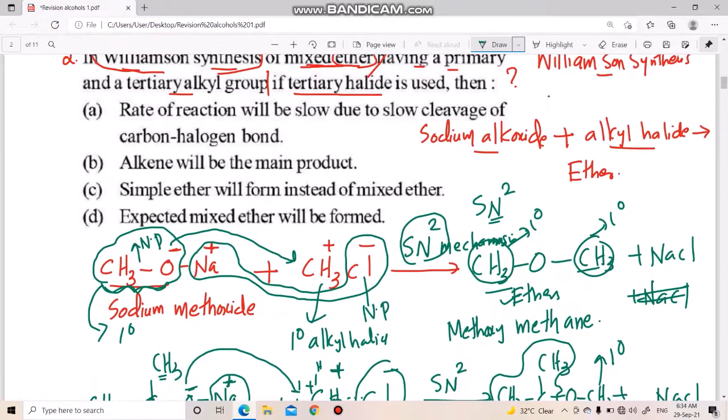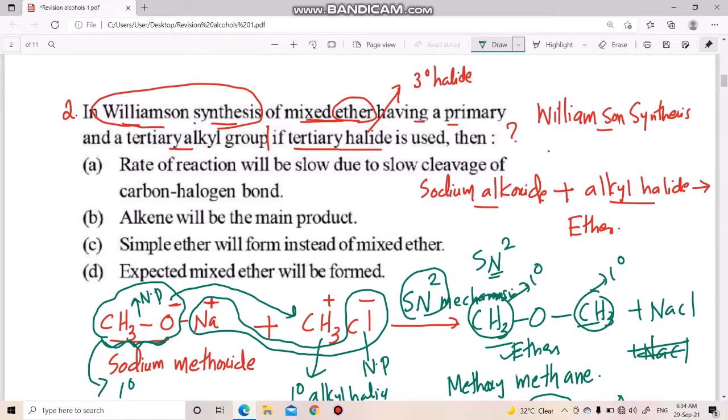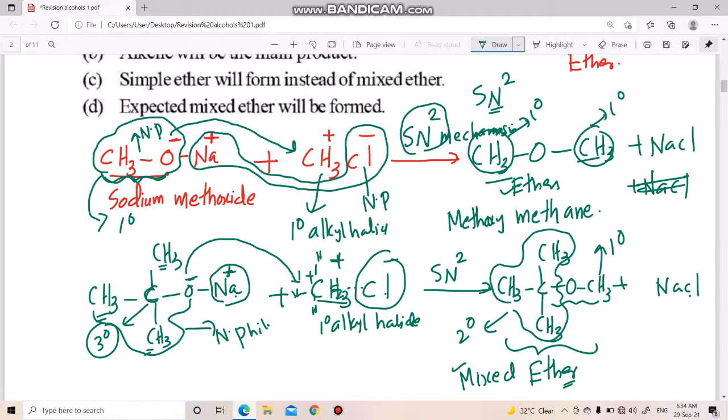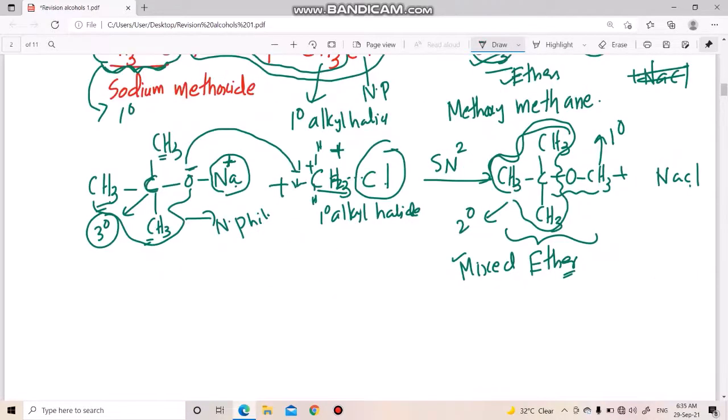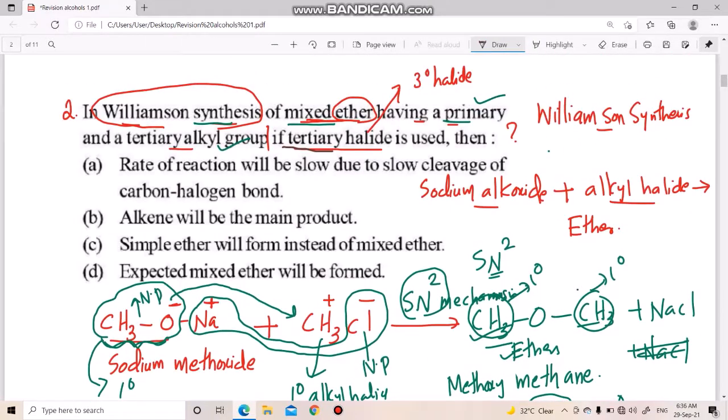See the question. In Williamson synthesis of mixed ether, having primary and tertiary alkyl groups is possible. Did you understand Williamson synthesis? Now we can move to the question. In the question, it's mentioned: if tertiary halide is used, what will be the product? Tertiary halide is used.